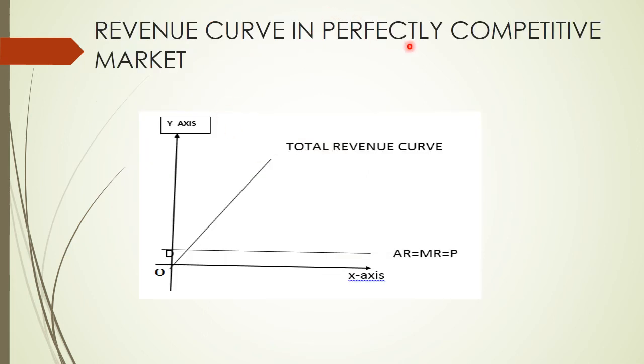Now the revenue curve in a perfectly competitive market. This is your total revenue curve, and here what happens? Here your price is equal to your marginal revenue and it is equal to your average revenue. All these three things become equal in a perfectly competitive market. The total revenue curve intersects at a 45-degree angle at the zero point, right?